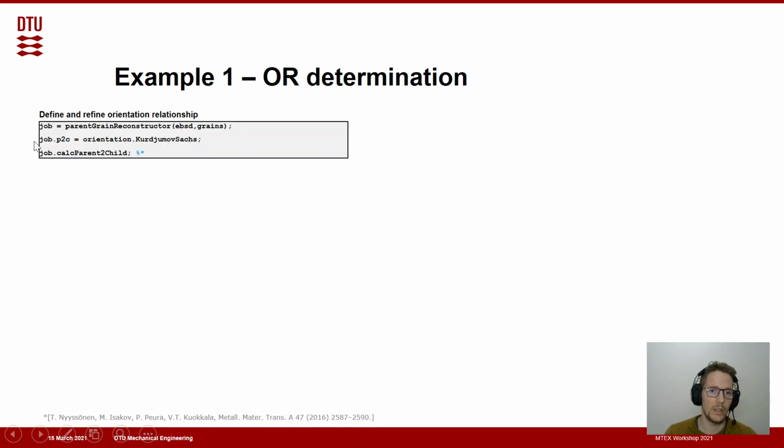So then the next line, we want to define the orientation relationship. p2c stands for parent to child, and this is the misorientation that defines the orientation relationship between the parent and the child phase. And we say in the beginning, let this be Kurdjumov-Sachs.